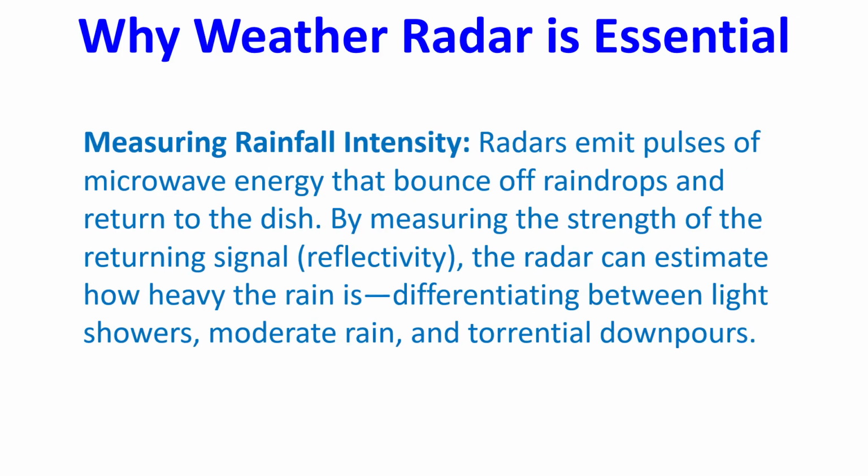Radars emit pulses of microwave energy that bounce off raindrops and return to the dish. By measuring the strength of the returning signal, that is reflectivity, the radar can estimate how heavy the rain is, differentiating between light showers, moderate rain, and torrential downpours.